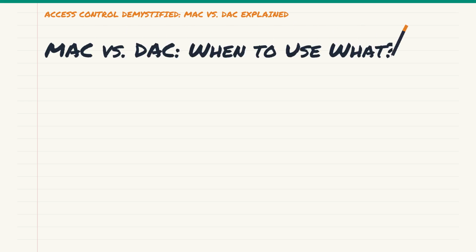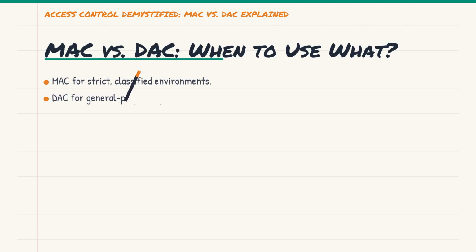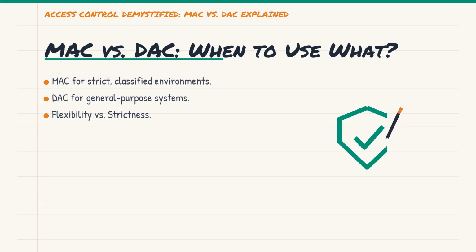So, when do we use MAC and when do we use DAC? MAC is for environments where the system must strictly enforce security classifications, regardless of user or owner preferences. Think government, military, or highly sensitive research. DAC is more for general-purpose systems, collaboration tools, and personal computing where flexibility and ease of use are key, and the owner can be trusted to manage permissions.